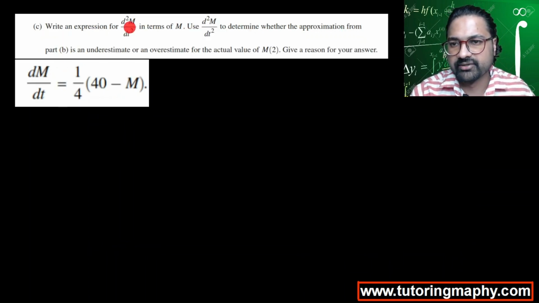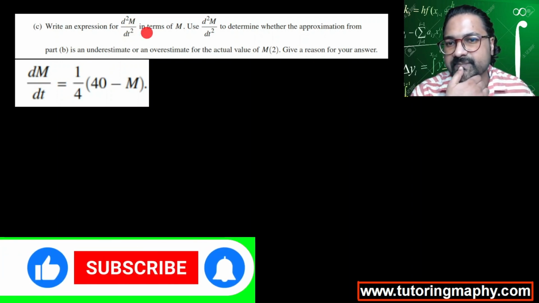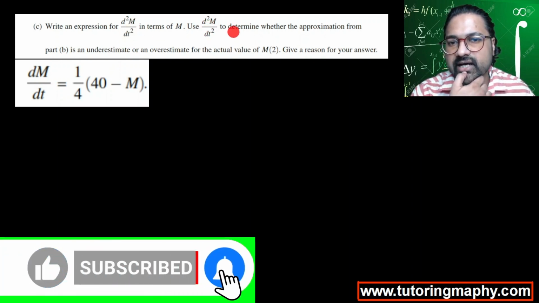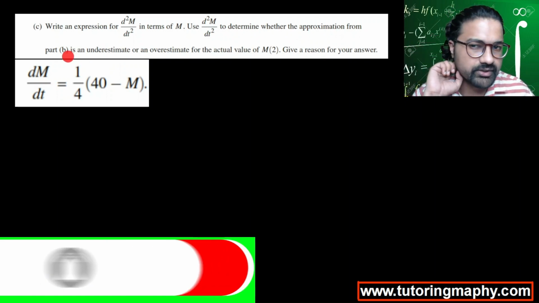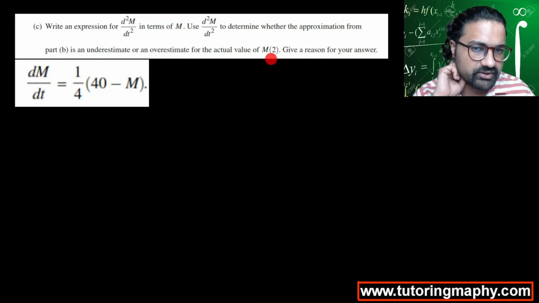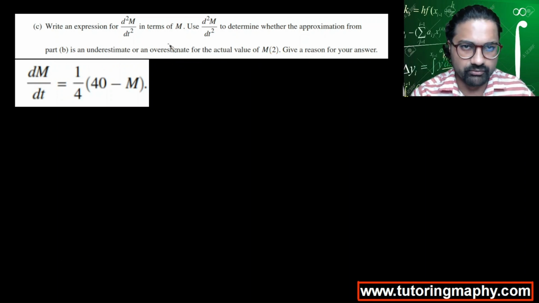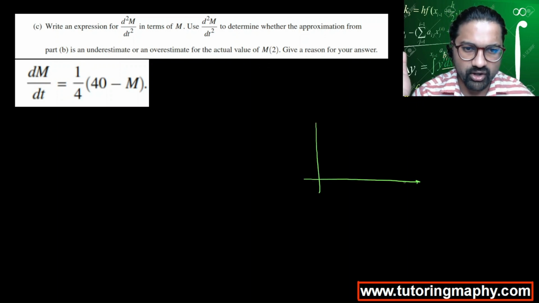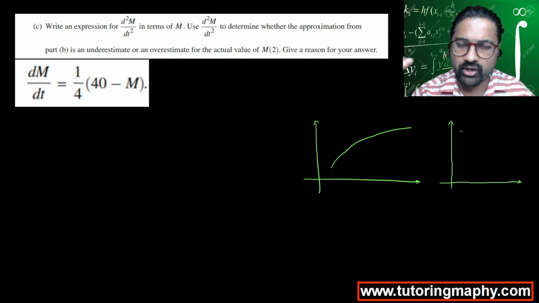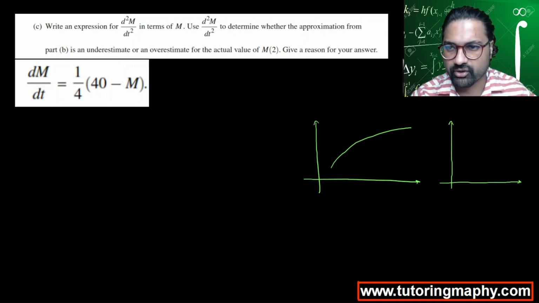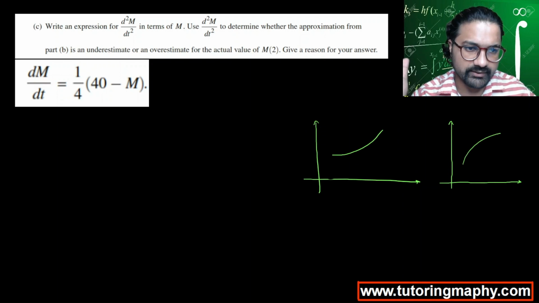Here they are asking us the value of the second derivative of m with respect to t, and to use this to determine whether the approximation of the last question is an underestimation or an overestimation for the value of m2. So we should know this, that whenever you draw a tangent line anywhere, there can be two situations: either the function is concave down or the function is concave up.